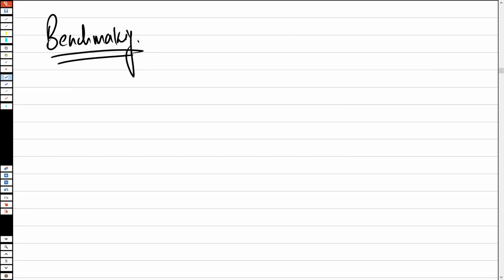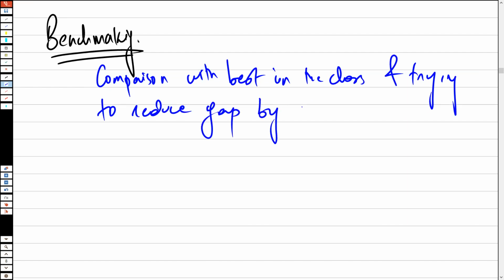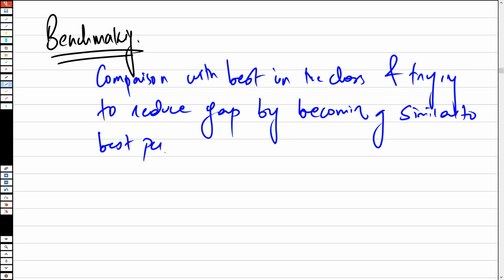When we talk about benchmarking, it is basically comparison with the best in class and trying to reduce the gap by becoming similar to the best performing organization. Now, what exactly do you mean by this?